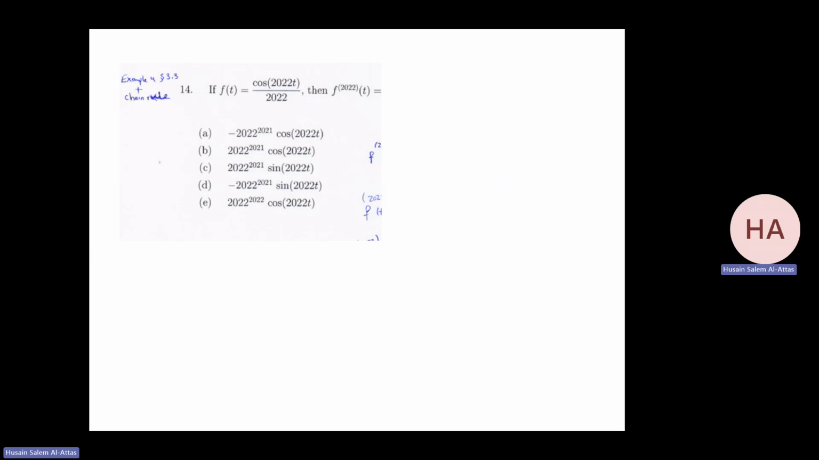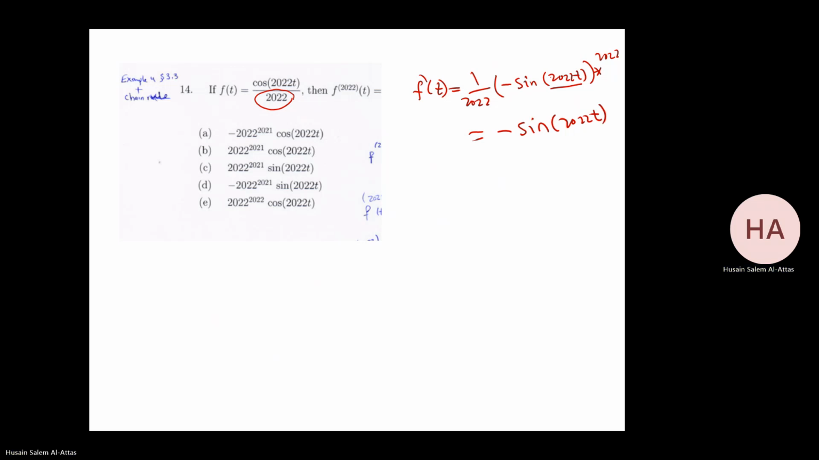Okay, now we divide by a number. Let us see what will happen. Now, let us see what's the first derivative. The number is nothing, just you take it away. 1/2022. This one is what? Let me do it carefully. Minus sine 2022t times derivative of this, which is 2022. So actually, I'm getting what? Minus sine 2022t. This is my first derivative.